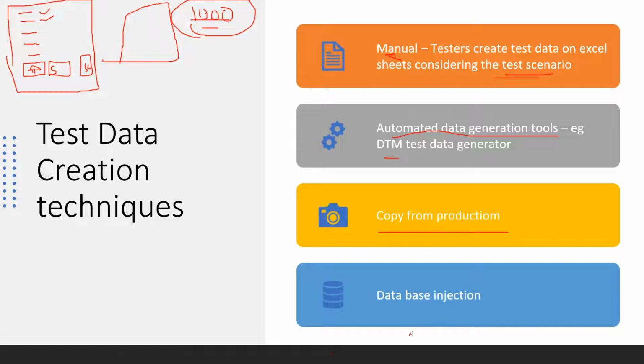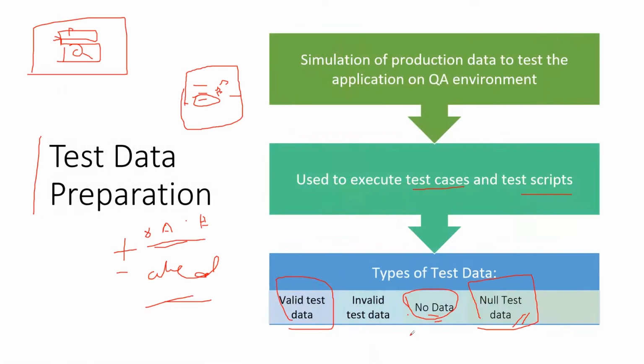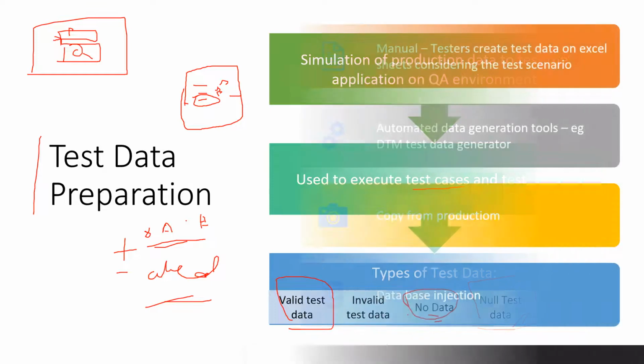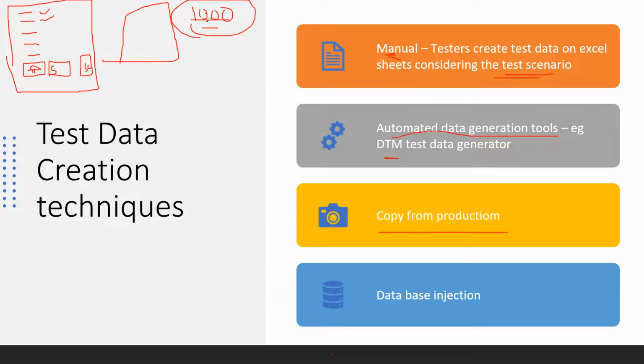Next is database injection. Here I told you in the earlier example, we update the database, we change the value to null in the database and we test it, right? In that way, you can also update the database using queries or something like that. You can update the database and perform testing on that module.